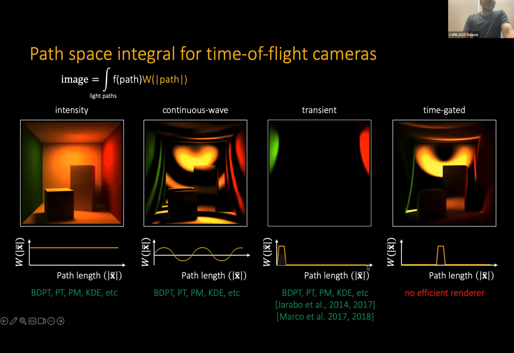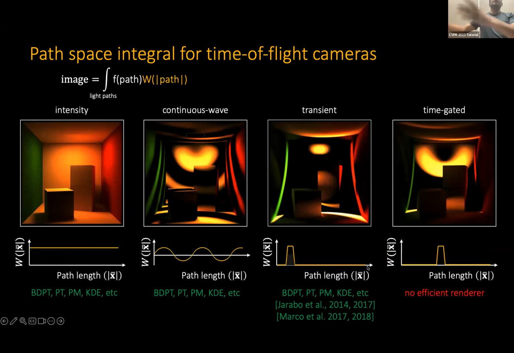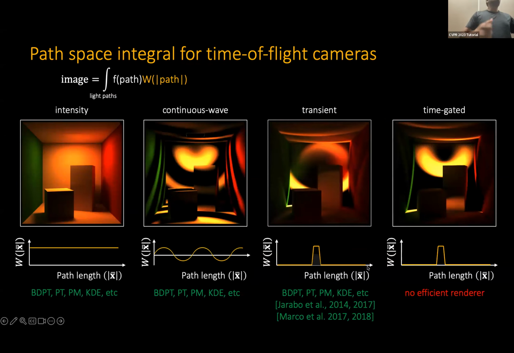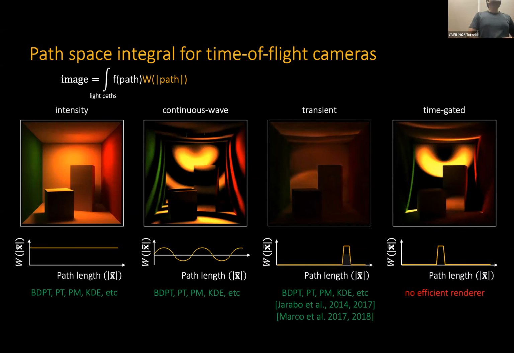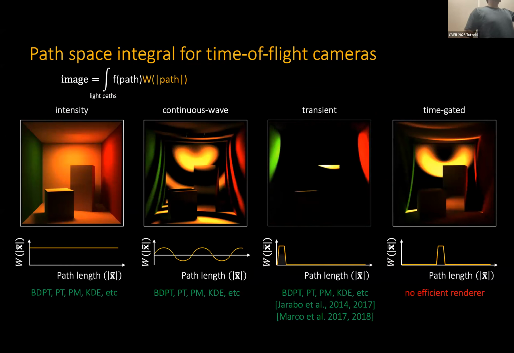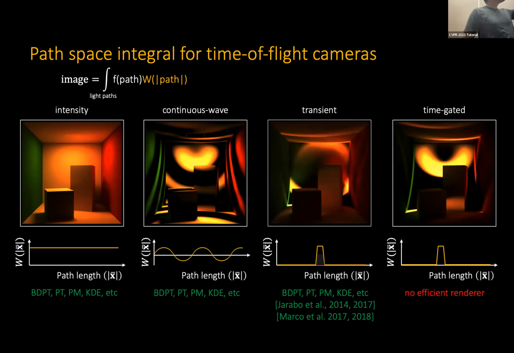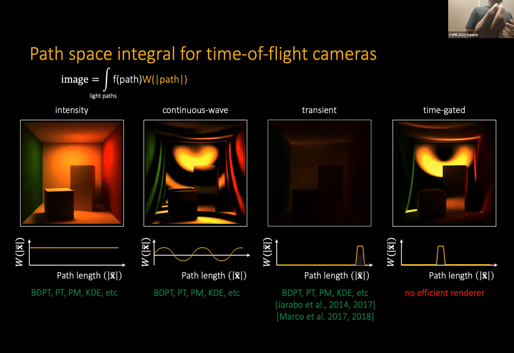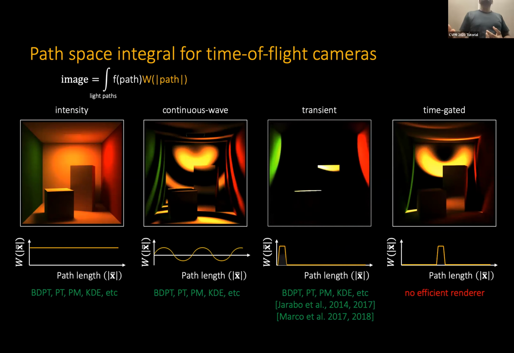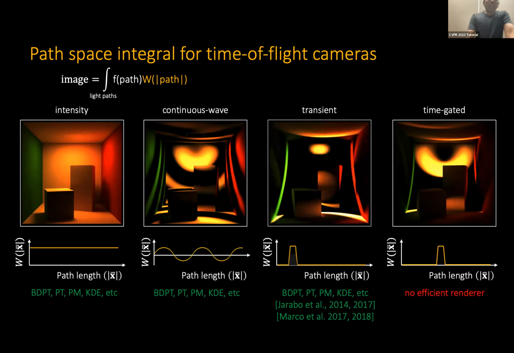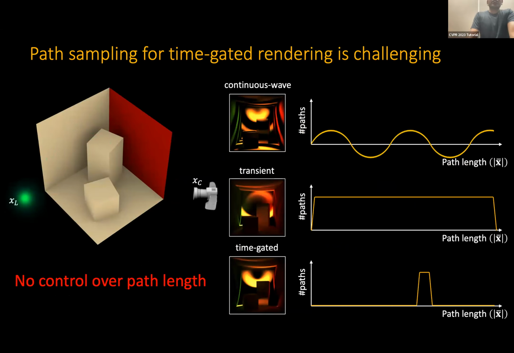The path sampling techniques like light tracing, path tracing, or bidirectional path tracing that were built for intensity cameras remain efficient for 2 out of the 3 time of flight cameras, namely the continuous wave time of flight camera and the transient camera, but they're very inefficient for time-gated camera rendering. And let us see why. Further, here is an illustration of why it's inefficient for time-gated cameras.